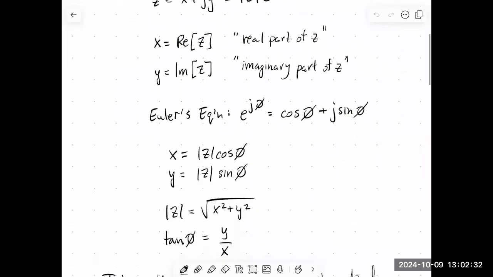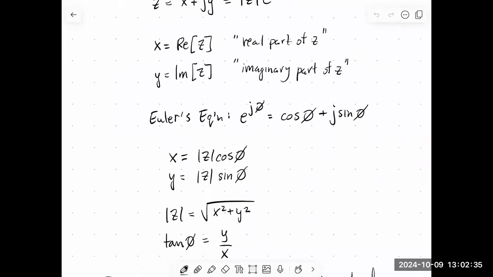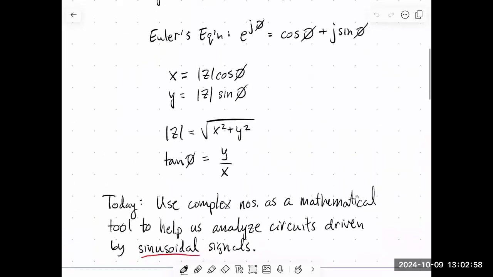When we combine those two things, we were able to find a way to go between the two different representations. If I was given x and y, the real and imaginary components, I could calculate the magnitude and the phase. Or if I was given magnitude and phase, I could calculate the two components x and y. That's basically where we got to. Today, what I want to do is go on a little bit of an adventure and see if we can use complex numbers as a tool that will help us analyze circuits that are driven by sinusoidal signals. Okay.